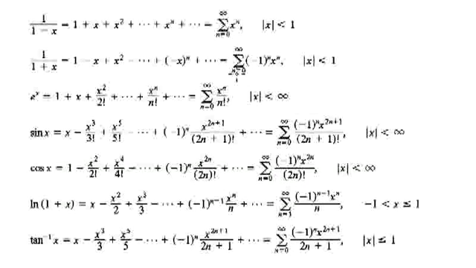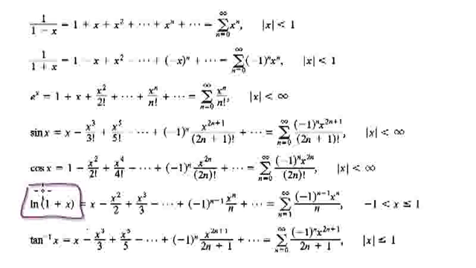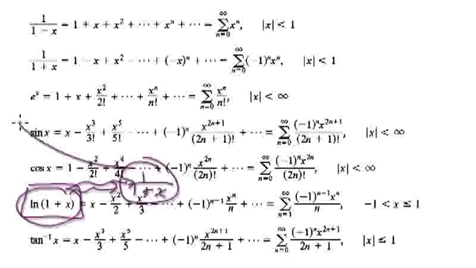So this is a table of all the common Taylor series. If you look at this, for example, if you differentiate natural log 1 plus x, you would get 1 over 1 plus x. So if you differentiate this, you would get this, which is this thing here.